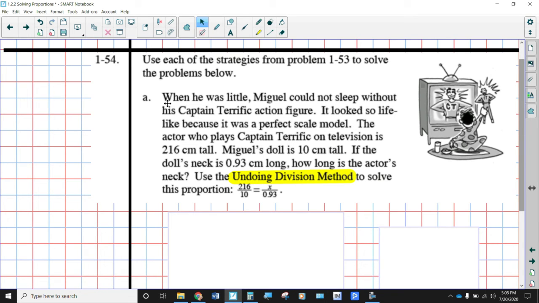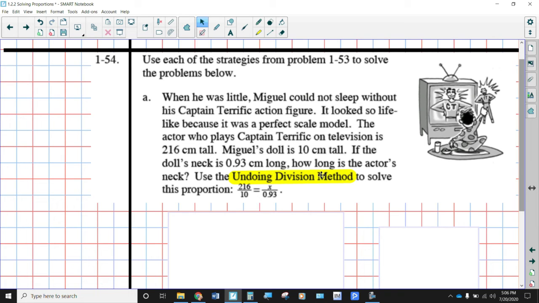So here's problem A. When he was little, Miguel could not sleep without his Captain Terrific action figure. It looked so lifelike because it was a perfect scale model. The actor who played Captain Terrific on television is 216, wow, that's tall, 216 centimeters tall. Miguel's doll is 10 centimeters tall. If the doll's neck is 93/100 of a centimeter long, then how long is the actor's neck in real life?